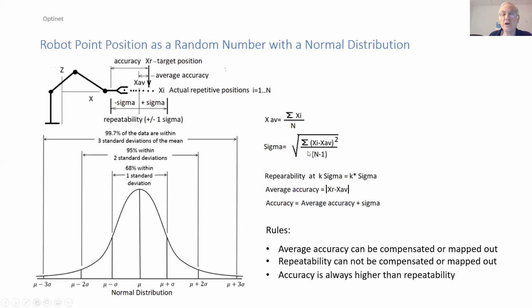It's the square root of the sum of each one of these points, the difference between it and the average position squared, divided by the number of samples minus 1. This is the standard deviation. And the mean, or the average, is the sum of all these points divided by the number of points.